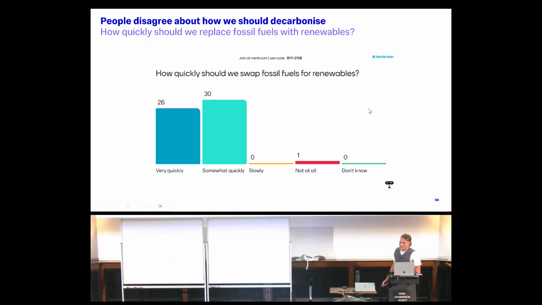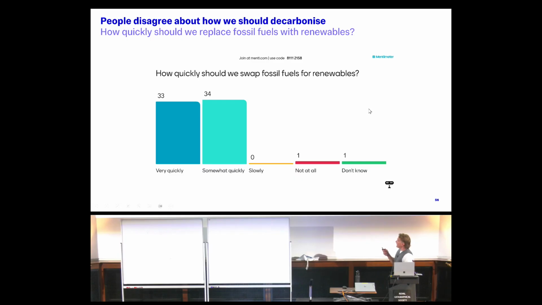Okay, so we're tending towards very quickly or somewhat quickly. That kind of reflects the balance that we saw in that first poll, right? Most people 1.5 or below 2 degrees, and you would expect in those pathways that we need to reduce fossil fuel consumption either very quickly or somewhat quickly. So yeah, those not at all or don't know, fair enough.